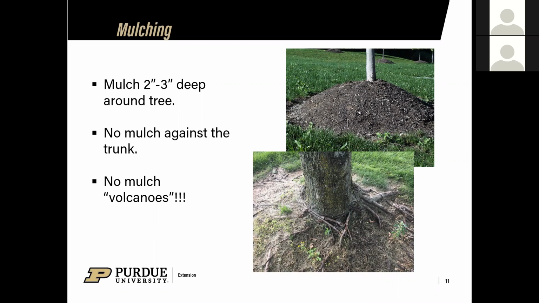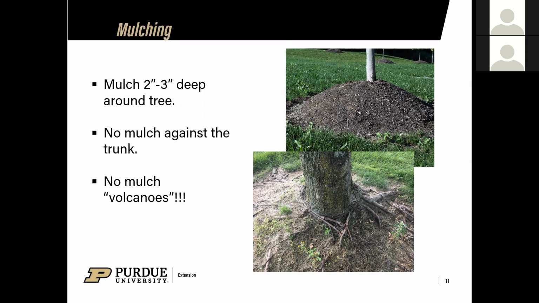Tree bark is meant by nature to be out in the air. It protects the tree trunk from environmental problems. So if you put mulch up against it, it keeps it moist. It's an ideal place for water, disease and insects to get into the plant. The other problem with volcano piles of mulch, if you see the bottom picture, is that this is a tree that's been there for probably close to 20 years. For the first 10 years, they volcano piled mulch.